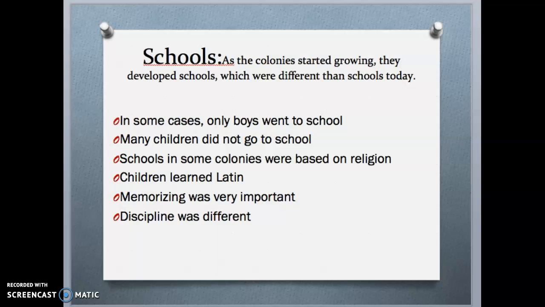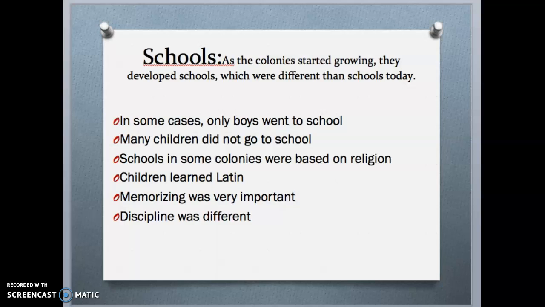In some cases, only boys went to school. Many children did not go to school. Schools in some colonies were based on religion. Children learned Latin. Memorizing was very important. Discipline was different. So if this is my list and I'm trying to come up with 3 ideas, I all want them to have about the same weight to them. I all want them to be about the same size. Some of these seem kind of small, and some of them seem like they could be combined.